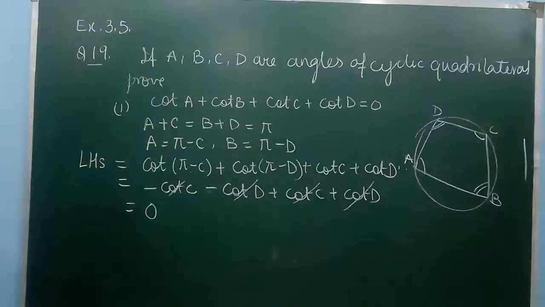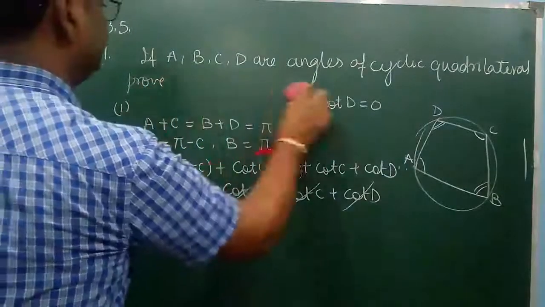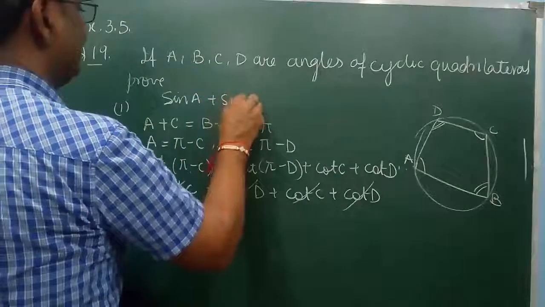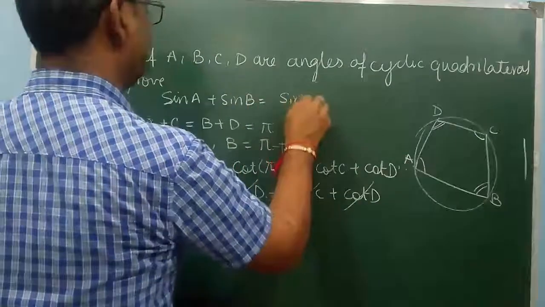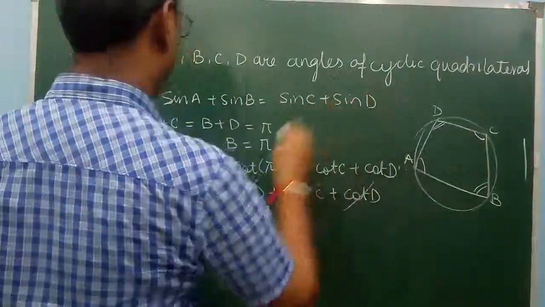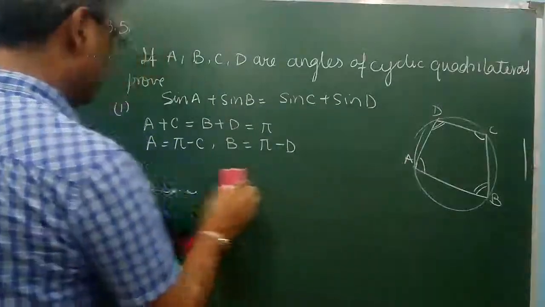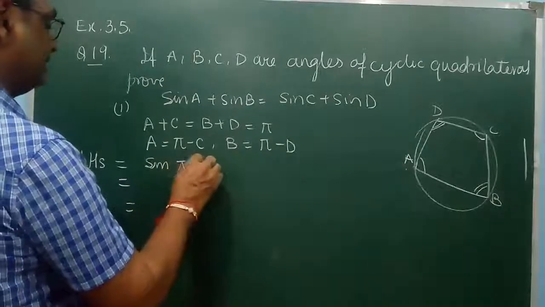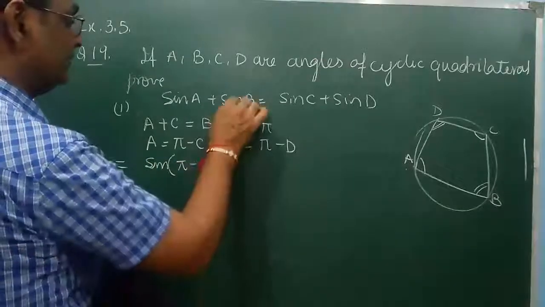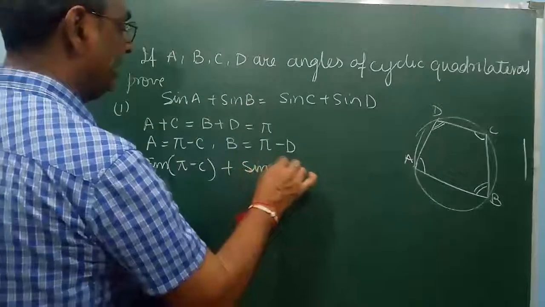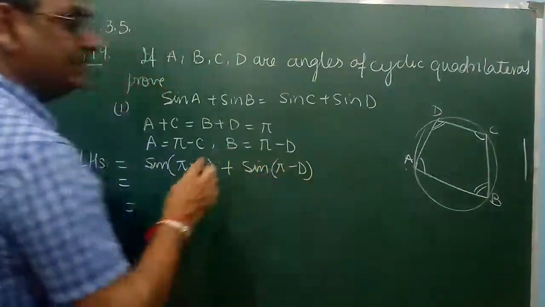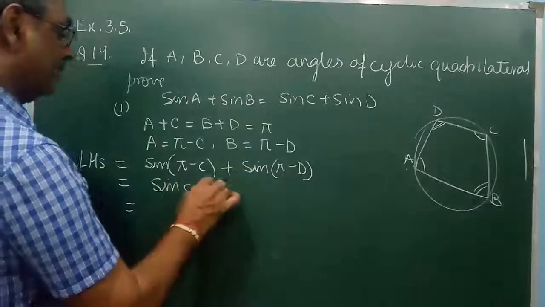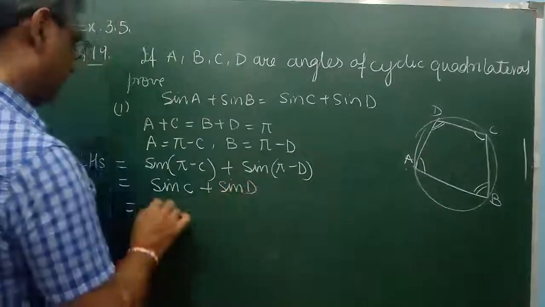Now the second part is sin A plus sin B equal to sin C plus sin D. The RHS will remain the same. In place of A we write sin pi minus C, and in place of B we write sin pi minus D. This is the second quadrant, and in the second quadrant sin is positive, so we write sin C plus sin D, equal to RHS.